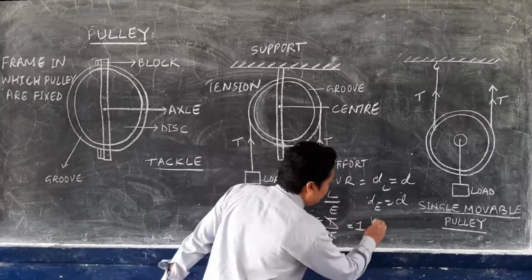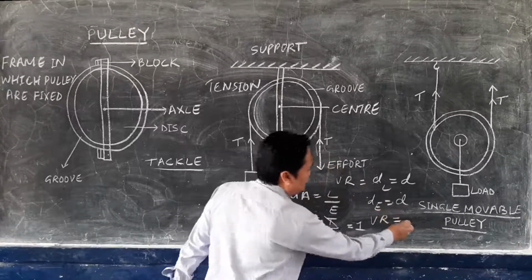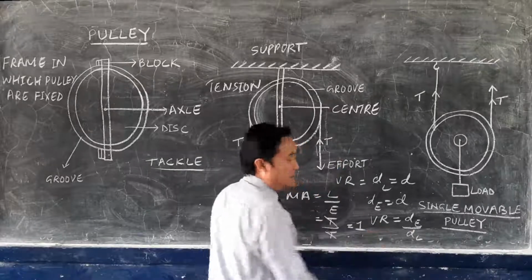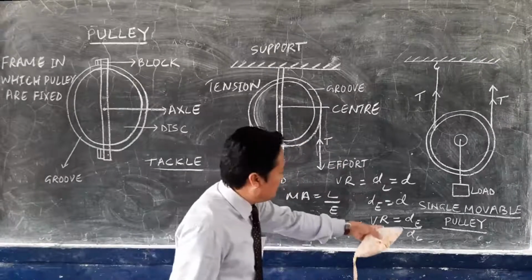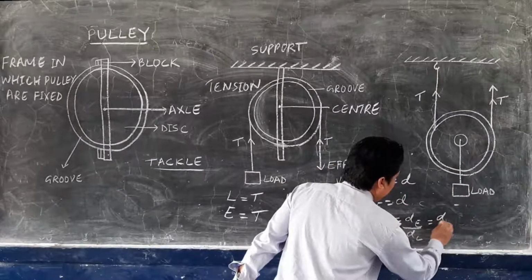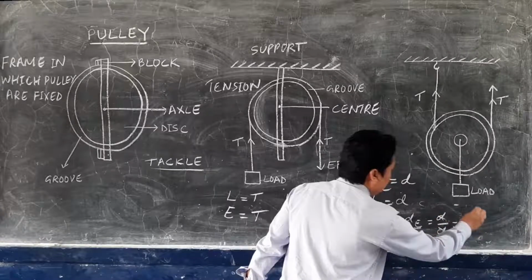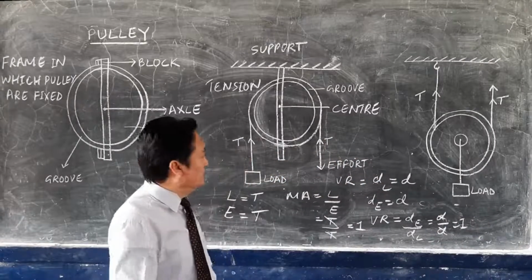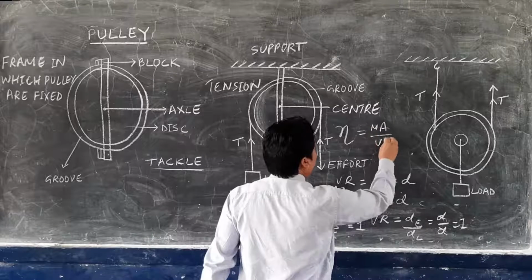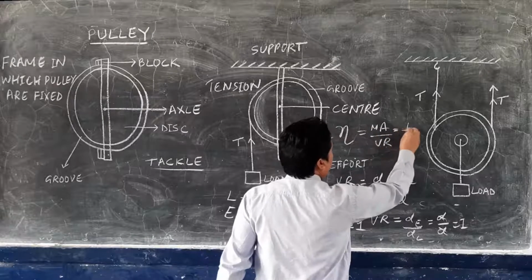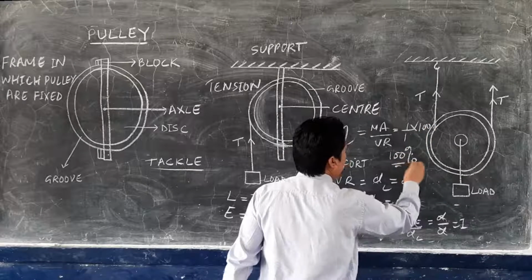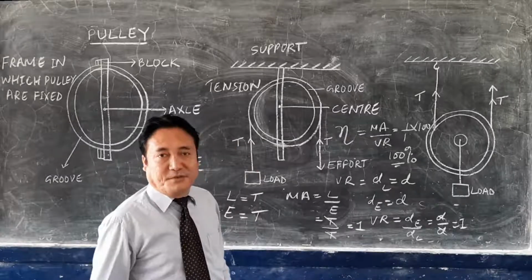So velocity ratio equals distance traveled by effort divided by distance traveled by load. This is the formula: displacement or distance traveled by effort divided by distance traveled by load. What is given here? VR equals d divided by d equals 1. So velocity ratio is also 1. If you calculate efficiency, eta, efficiency equals mechanical advantage divided by velocity ratio. Mechanical advantage is 1, velocity ratio is also 1, multiplied by 100 equals 100%. So efficiency is 100% in case of a single fixed pulley.